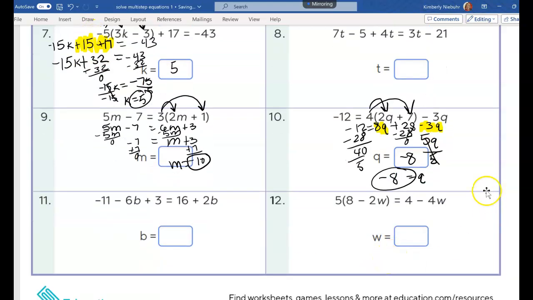Do we have one more? One more. You've got to do the distributive property first. 5 times 8, 5 times negative 2w. That's going to be 40 minus 10w equals 4 minus 4w. Uh-oh, we have two variables again, yeah, that are the same.